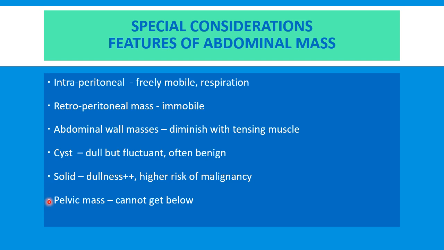The last one is your pelvic mass, which is also in an extraperitoneal region. Classically, the masses from the pelvis arise deep inside the pelvis, and therefore, on palpation, you will not be able to get below the mass. So these are classically pelvic masses, such as uterine masses and bladder masses. You cannot get below; the lower border cannot be determined.